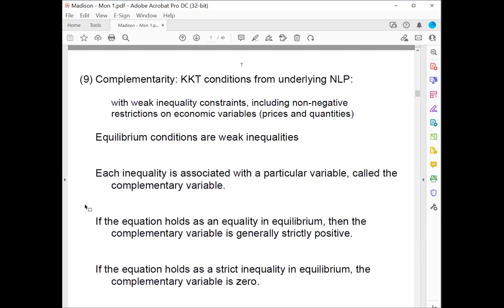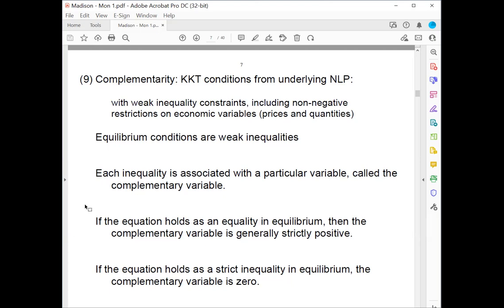So the basic idea about being able to incorporate these things into an economic equilibrium problem, a simulation model, is the notion of complementarity, or the KKT conditions. So that's Karush-Kuhn-Tucker from underlying nonlinear programming.